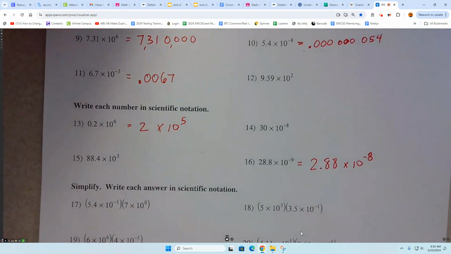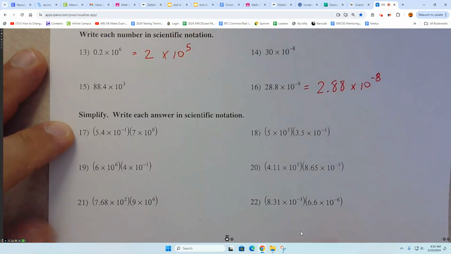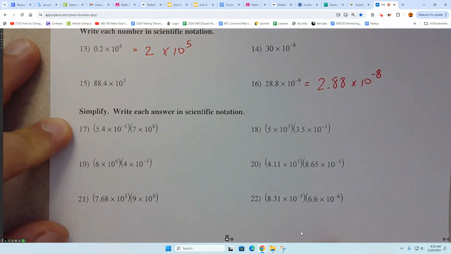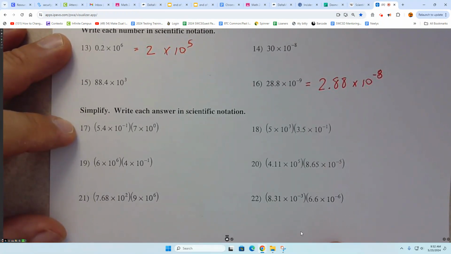I am really conflicted on how to teach you this next part. What operation are we doing here? Multiplication. We are multiplying.